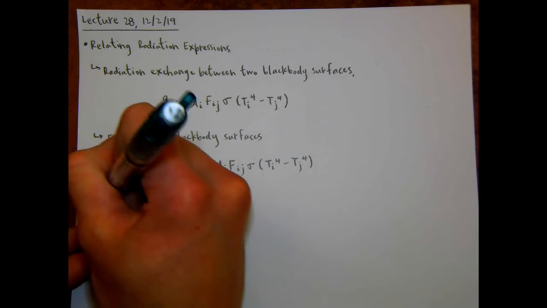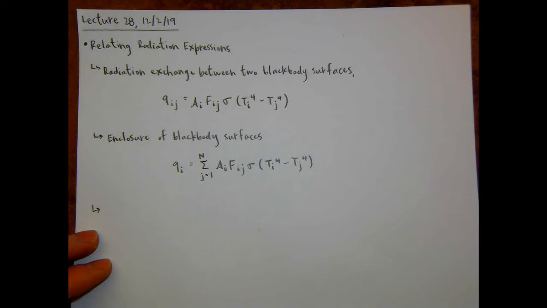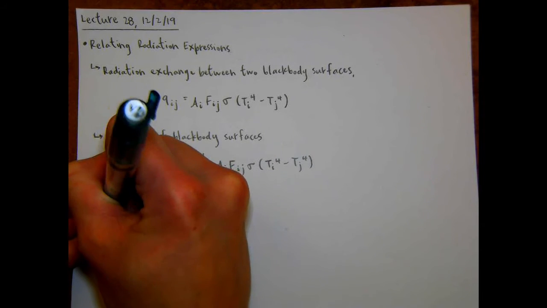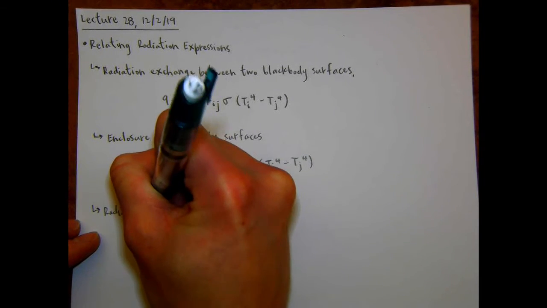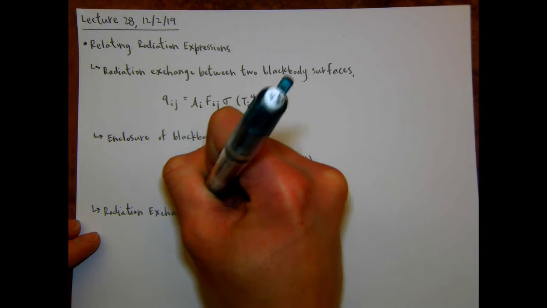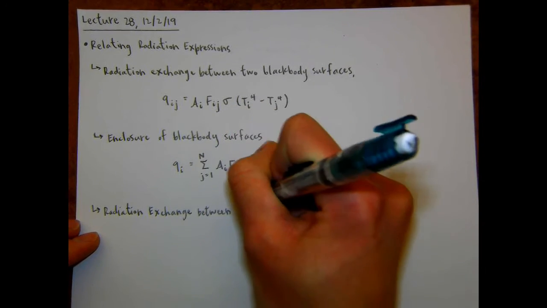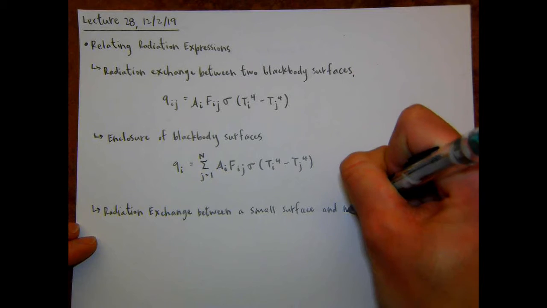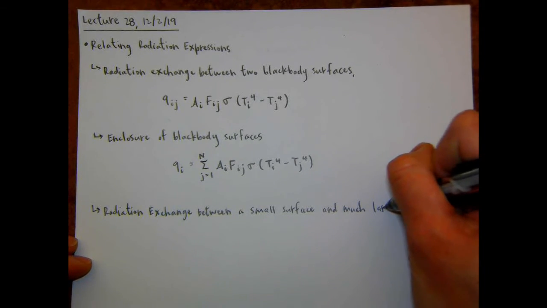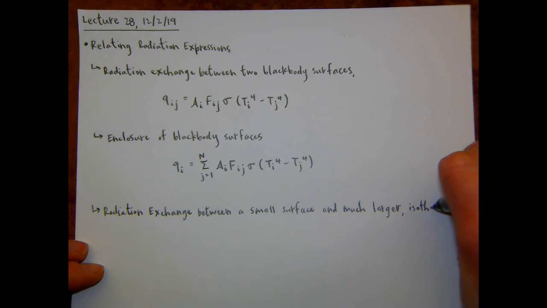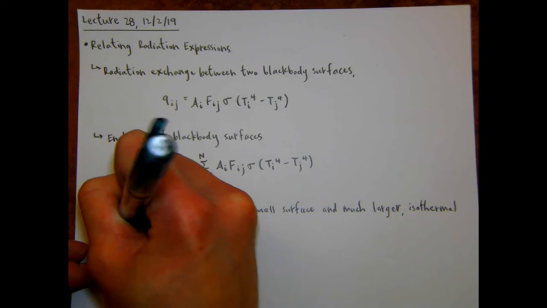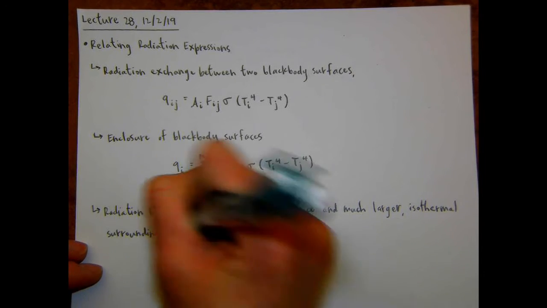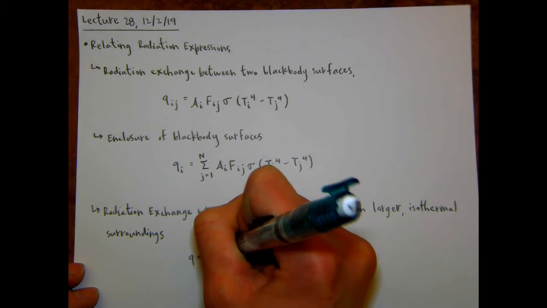And then we've also used the equation for the net radiation exchange between a small surface and much larger isothermal surroundings. And that's the equation that we introduced when we first talked about radiation and that we used for the lab. And there are some assumptions inherent in this equation that we just kind of went with. But we're actually going to get into the details of what those assumptions are and when they're applicable.